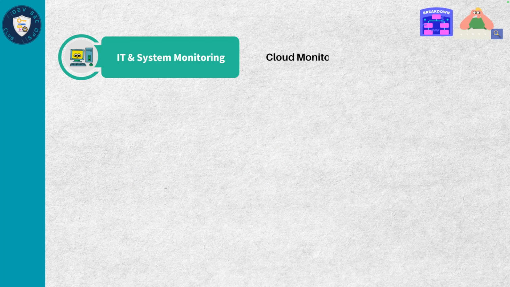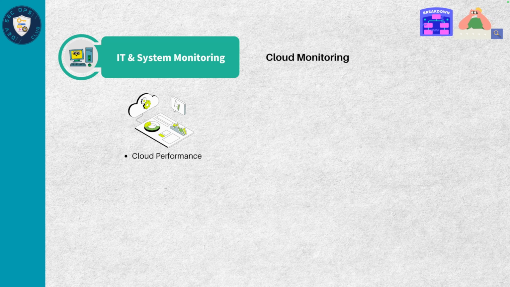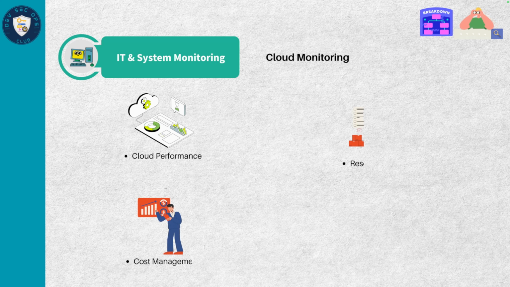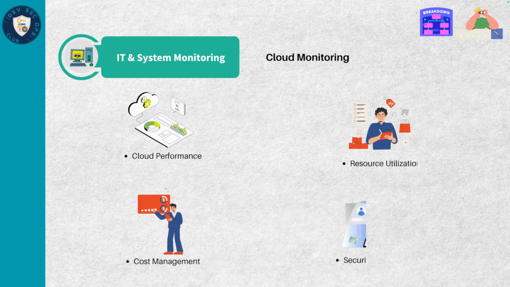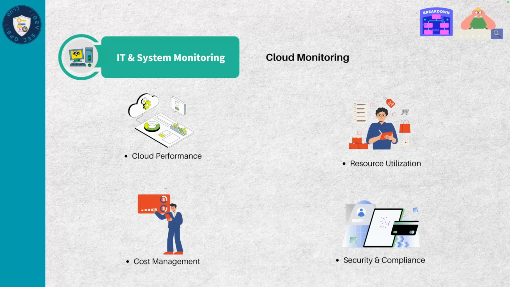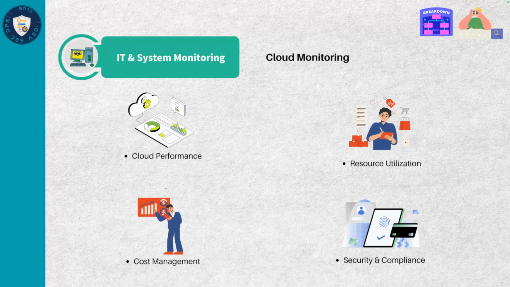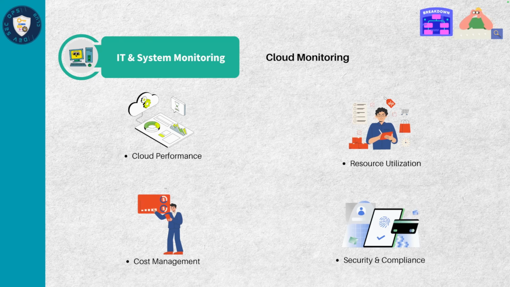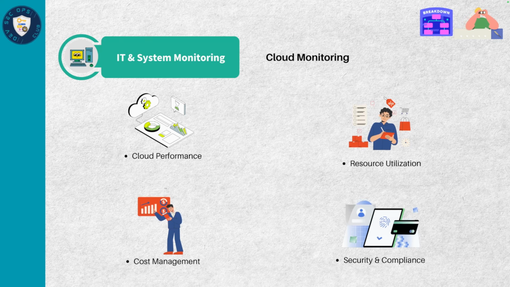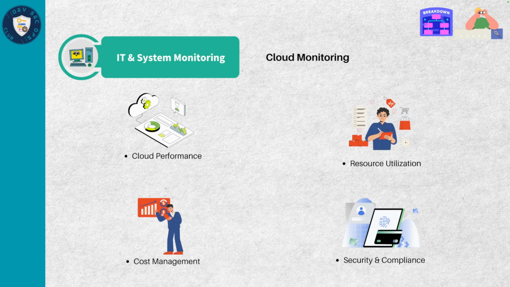Finally, let's explore cloud monitoring. As businesses move to the cloud, they need to monitor performance, cost, and security to avoid unexpected problems. Key areas include cloud performance, cost management, resource utilization, and security compliance. There are cloud providers out there that are really, really good with security compliance. They also share the shared responsibility model. They are also compliant, so you could deploy your application in the cloud as well.